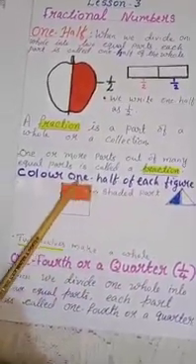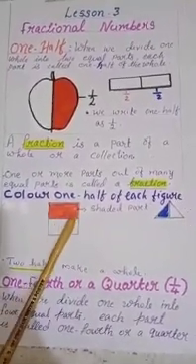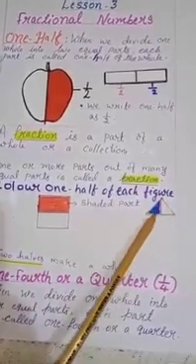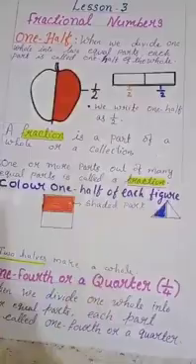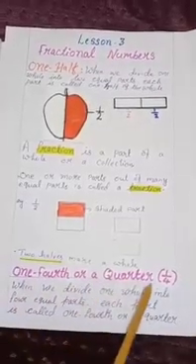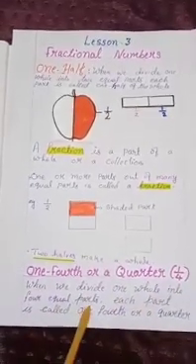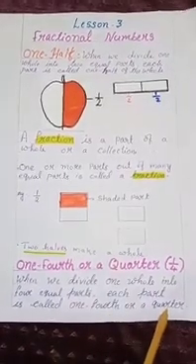Here you can see the figure. This figure is divided into 2 equal parts. One part is colored. Another figure is a triangle divided into 2 equal parts. Half of the figure is colored. Now 1/4 or a quarter. When we divide one whole into 4 equal parts, each part is called 1/4 or a quarter.